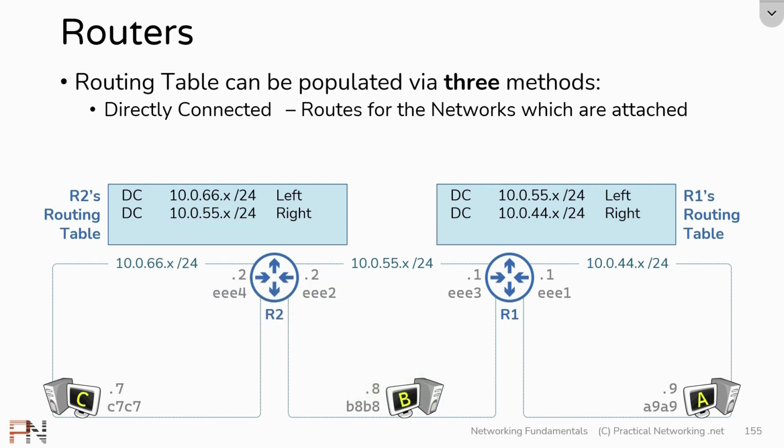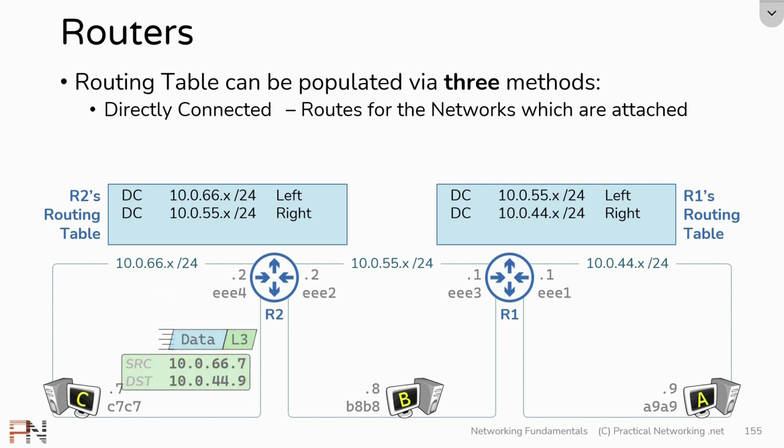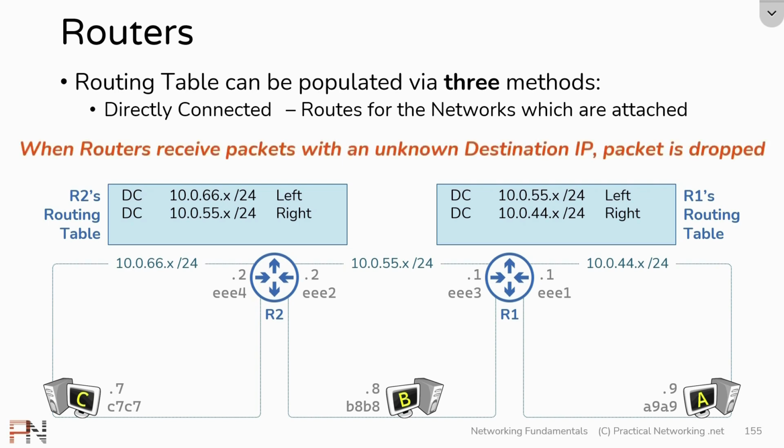But what happens if host C now sends this packet? Well, this packet has a destination IP address of 10.0.44.9. That's host A's IP address. When router 2 takes a look at its routing table, it's not going to find an entry for the 10.0.44 network. At this point, router 2 does not know how to get to the 10.0.44 network, which unfortunately means router 2 is simply going to drop that packet.